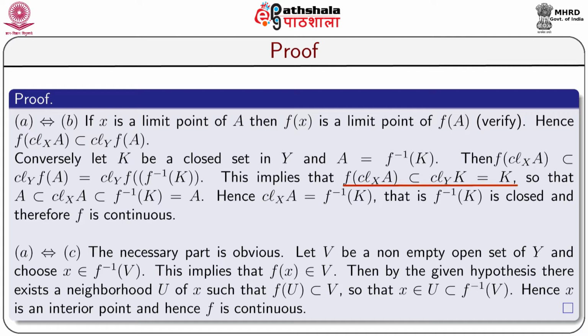This implies that f of closure of A with respect to X is contained in closure of K with respect to Y, which is equal to K, as K is a closed set in Y. So, we have that A is contained in closure of A with respect to X, which is contained in f inverse K, which is equal to A. Hence, closure of A with respect to X is equal to f inverse K. That is, f inverse K is closed and therefore, f is continuous.